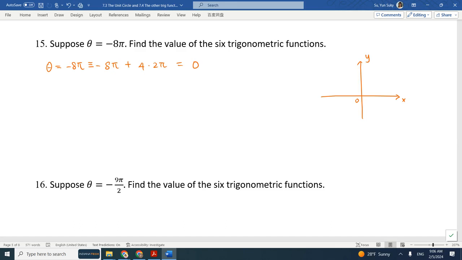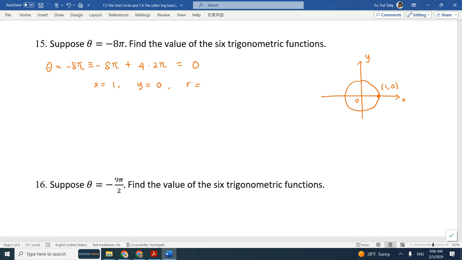Okay, look at the unit circle. 0 is right here. The coordinate is 1, 0. Yes, everybody? The unit circle. Hopefully you remember the unit circle. I'm going to test you on the unit circle today. So this is 1, 0. This means the x is 1. The y is 0. How about the r?